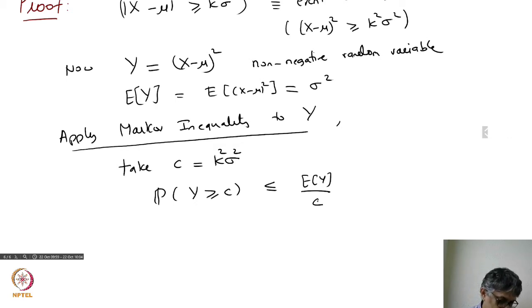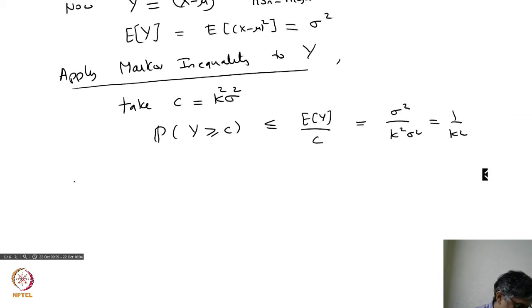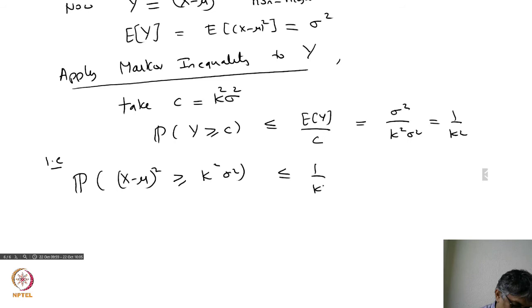So now what is the mean of Y? Mean of Y is sigma squared. C is k squared sigma squared. So I get 1 over k squared. And what is the chance that Y is bigger than c? Y is (X minus mu) squared, and c is k squared sigma squared. This is less than or equal to 1 over k squared. But that's the same as saying the chance that the absolute value of X minus mu is bigger than k times sigma is less than or equal to 1 over k squared. That's the proof.